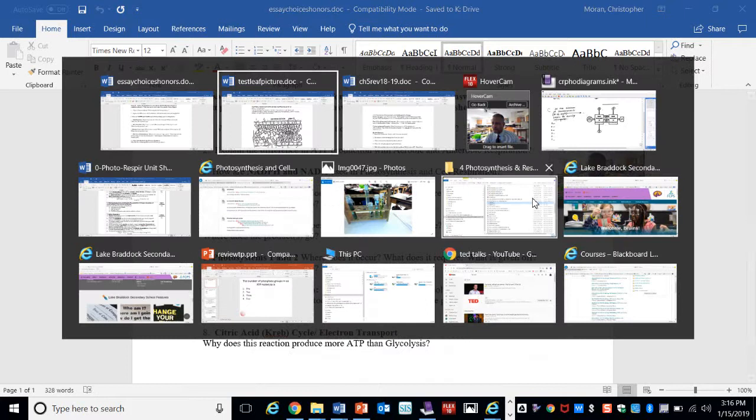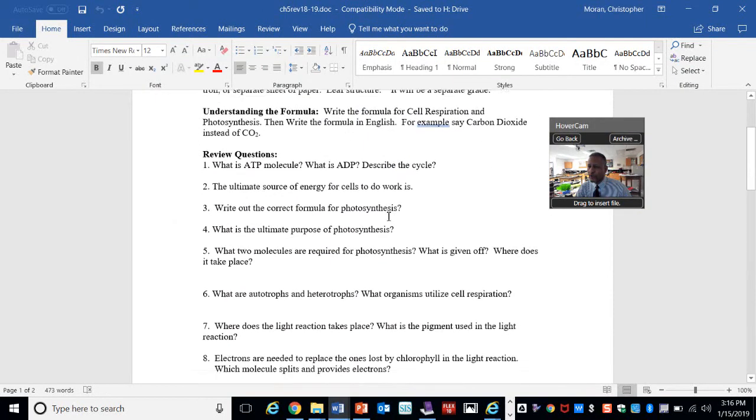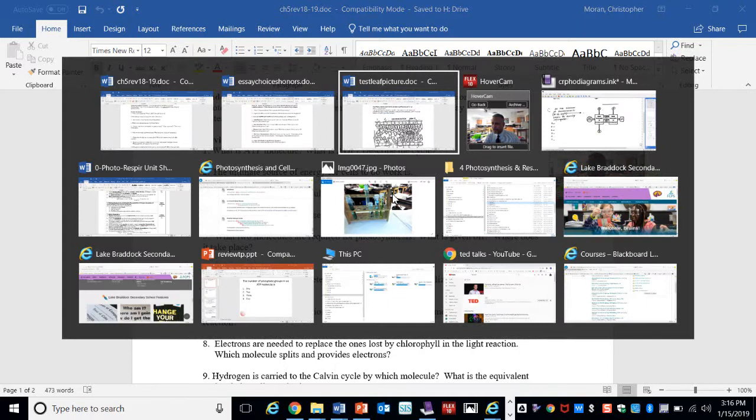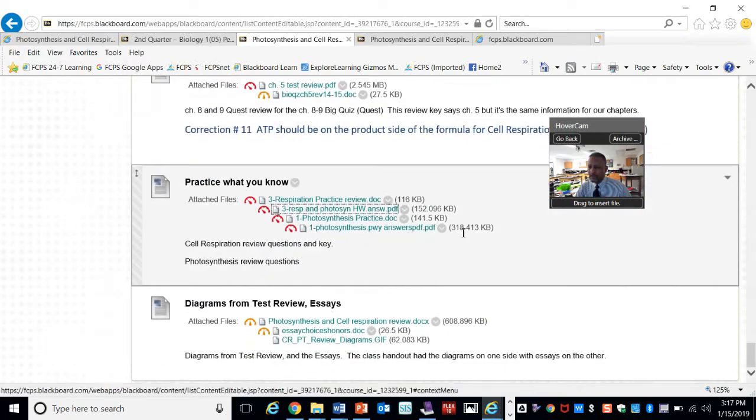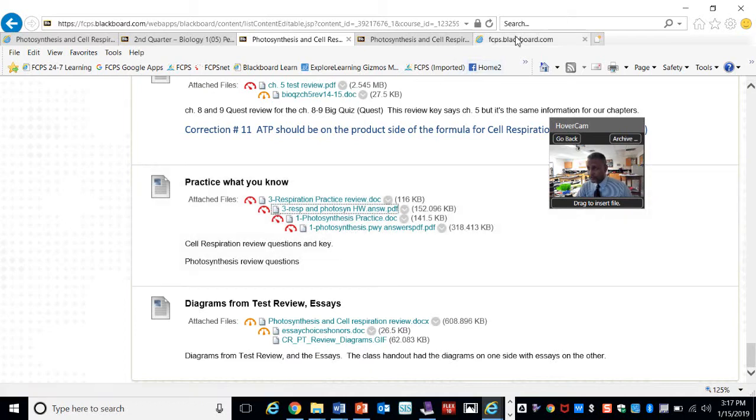So let's go ahead and, like I said, this review. Let's go back to Blackboard. Okay, now I put this thing called practice what you know. This right here, I strongly recommend. This is all photosynthesis. This is cell respiration. This one has some parts that my honors students need to look at. So I'm going to go ahead and bring it up.